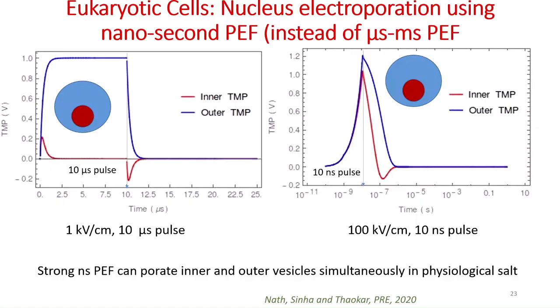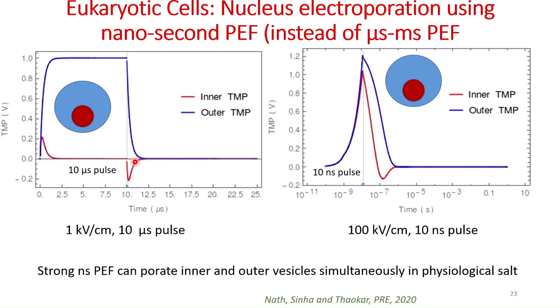So this is work in progress of Rupesh. I'll tell you the physics, which I think is very interesting. You take a eukaryotic cell and you subject it to an electric field. Now the outer membrane, if you subject it to very low, weak electric fields, suppose 1 kV per centimeter, builds the transmembrane potential like this. It can go up to 1 volt, which means it can porate. But the inner vesicle goes only up to 0.2 volts, so it cannot porate, right?